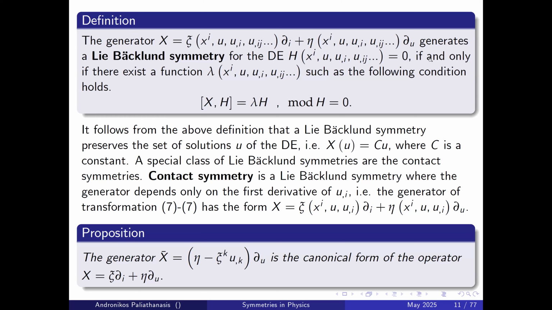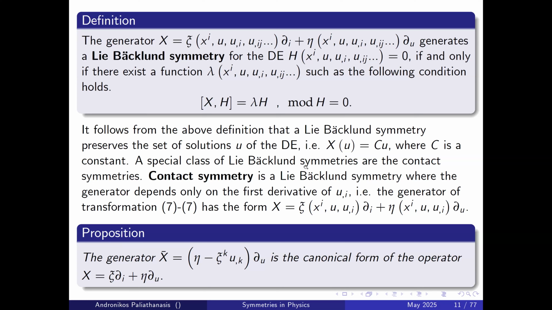is a symmetry if and only if there exists a function lambda such that the following condition is true. As you can see, there is no change between the definition of the Lie symmetry condition and the symmetry condition of the Lie-Backlund. The only thing that changes is how we define the base manifold transformation. It follows from the above definition that the Lie-Backlund symmetry preserves a set of solutions U of the differential equations if XU equals cU, where c is a constant.